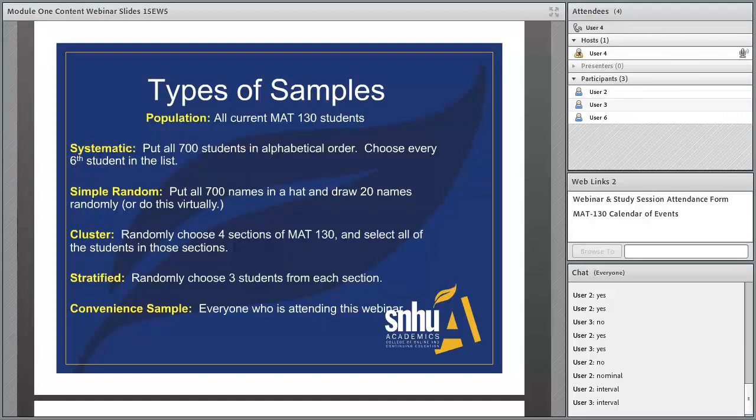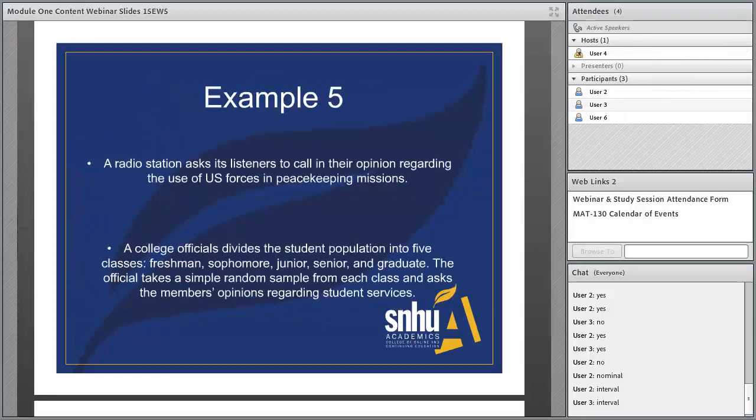So now we're really going to talk more about these simple random samples, because I mentioned doing this virtually. If you don't actually want to write out all 700 names and put them in a hat, and actually start pulling names out, how can we find simple random samples, which is essentially doing the same thing, a little bit more easily?